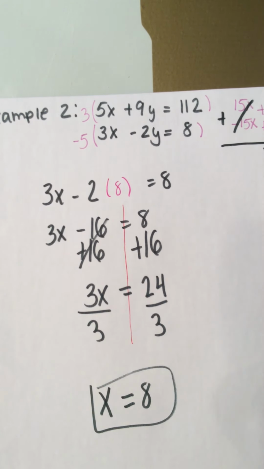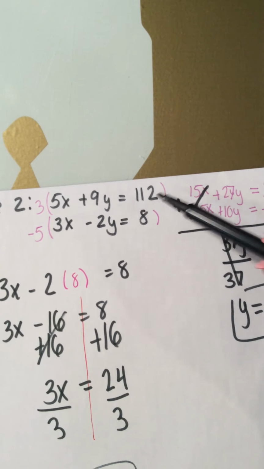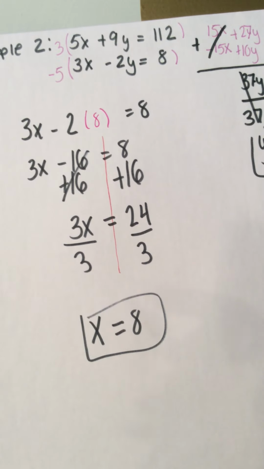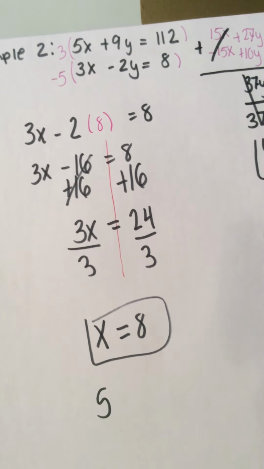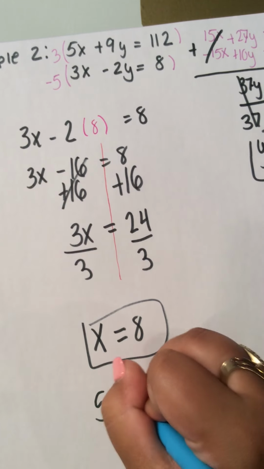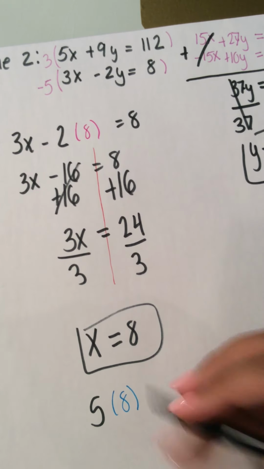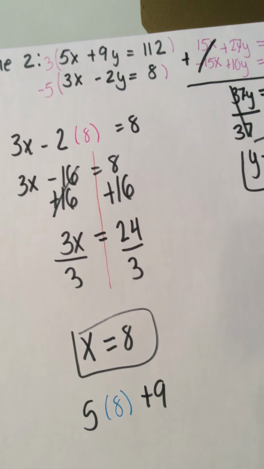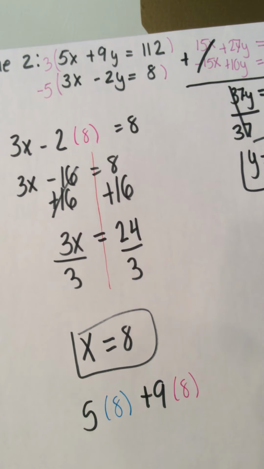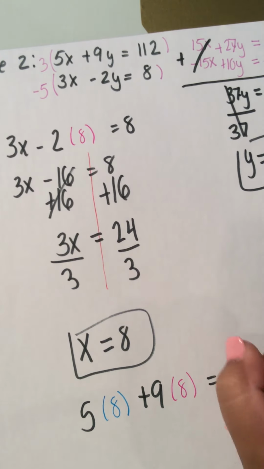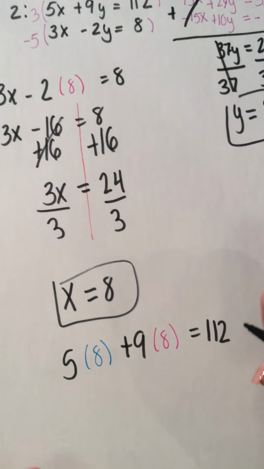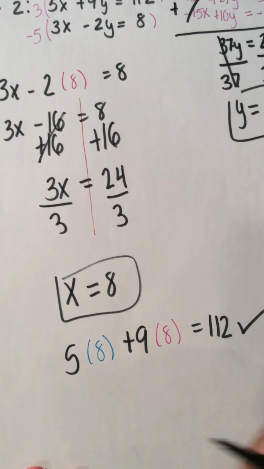Here's where we check it out. So we're going to plug it into the original equations here, both x and y. And again, if you guys want to type that in your calculator and not do it by hand, go right ahead. I'm actually suggesting that you guys do that for time's sake. So I'm going to have 5, and I'm going to substitute an 8 in for x, plus 9 times my y, which is also 8, equals 112. Does that equal 112? When you type it in, 100% it works out.